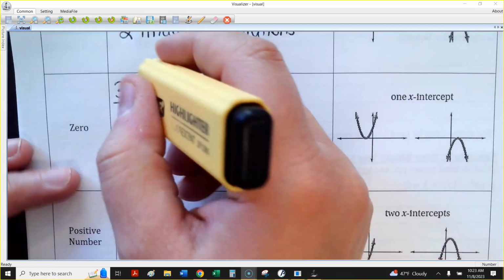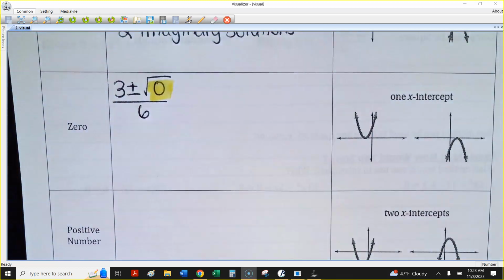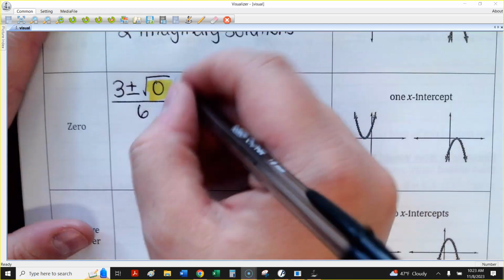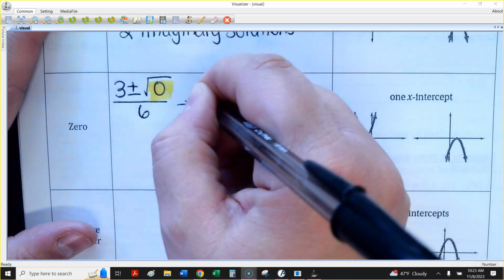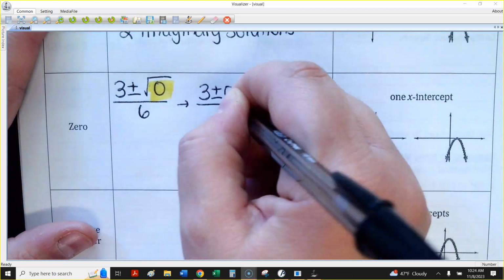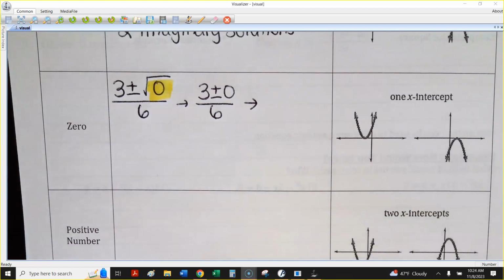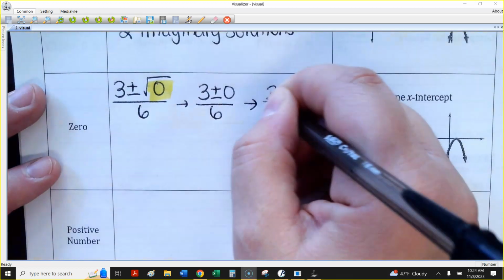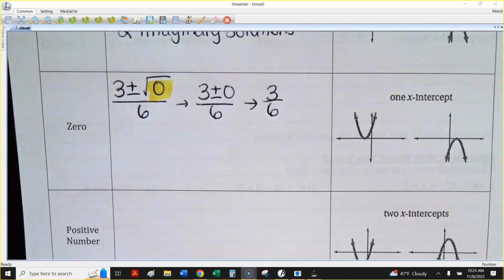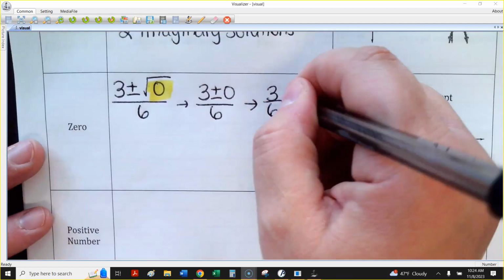The discriminant is what's under the square root, the b squared minus 4ac. If I end up with 0, what's the square root of 0? 0. So really, this is 3 plus or minus 0 over 6. If I add 0 or I subtract 0, it's the same thing, right? 3 plus 0 is 3, 3 minus 0 is 3. So really, this would just turn into 3 over 6, which would just be 1/2.